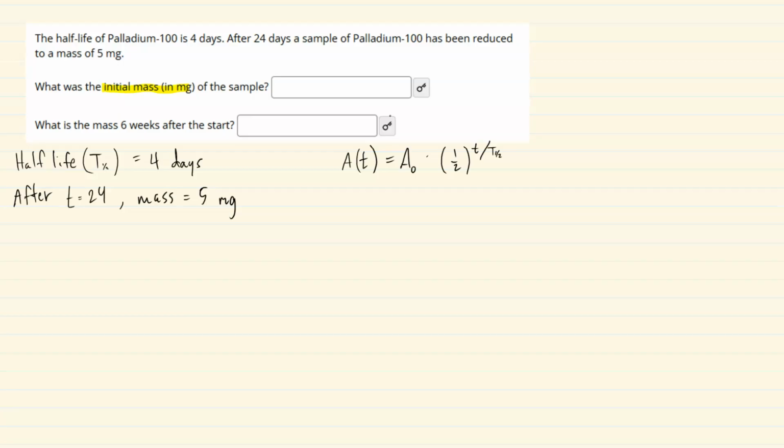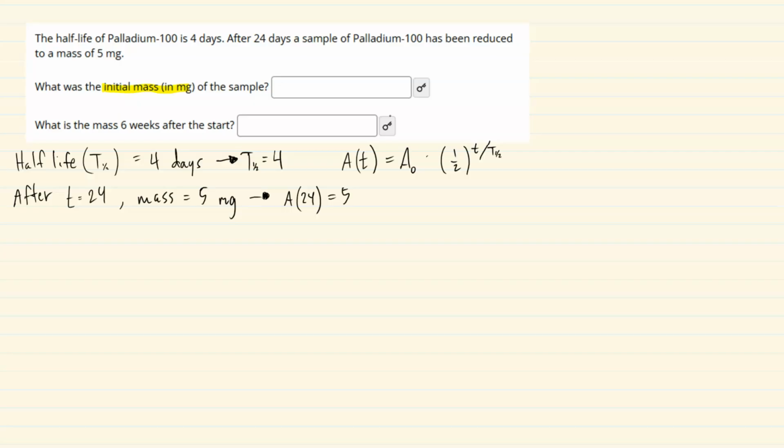Okay, so let's see what we know based on what we have here. A of 24, using the proper notation, tells us that when we plug 24 into the function, we'll have a mass of 5. And t sub 1/2 equals 4, right? The half-life, t sub 1/2.